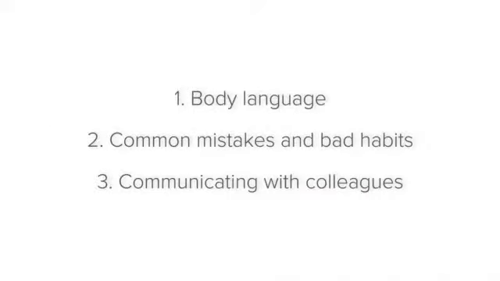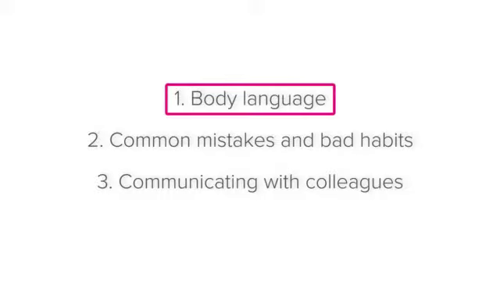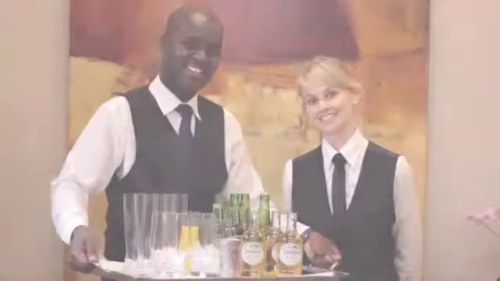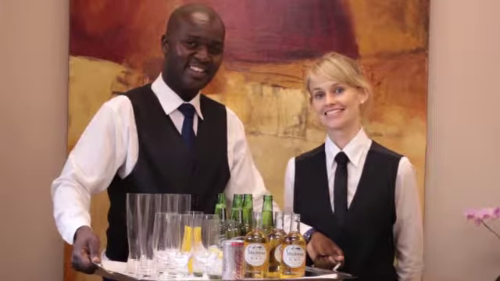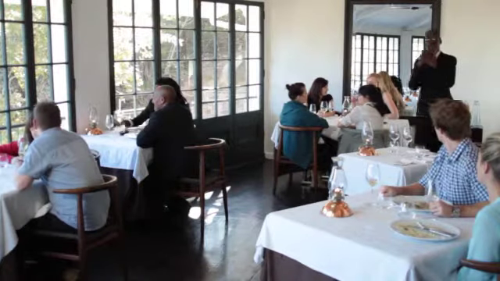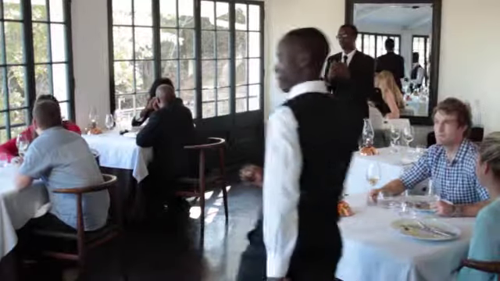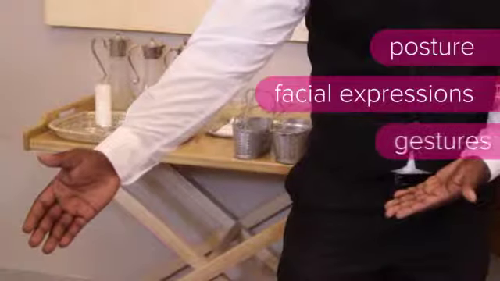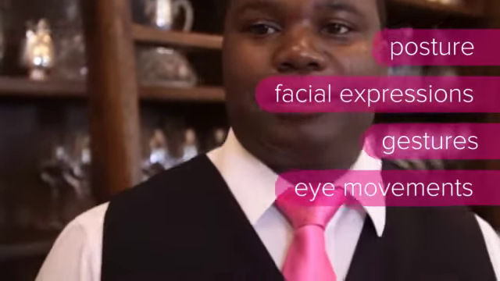Let's start by having a look at how body language affects communication. It is possible to say a lot to another person without actually speaking. You may think that this sounds a little strange, but what we're talking about is body language. Body language refers to the various ways people communicate with each other without actually talking. This includes posture, facial expressions, gestures, and eye movements. Let's have a look at some examples.